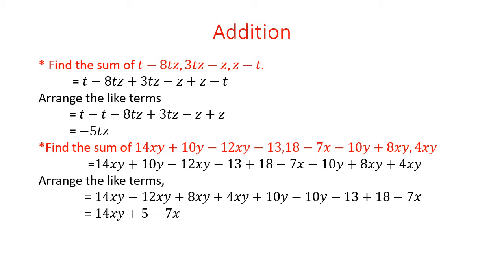18 minus 13 is 5. Then the x term is only one, so we write it as it is, that is minus 7x. Okay, so finally we got the answer 14xy plus 5 minus 7x. So first we add all the expressions, then we arrange the like terms. Okay, then we solve.